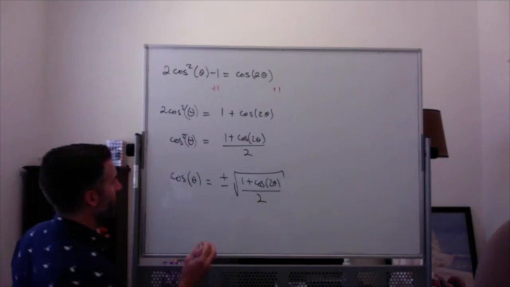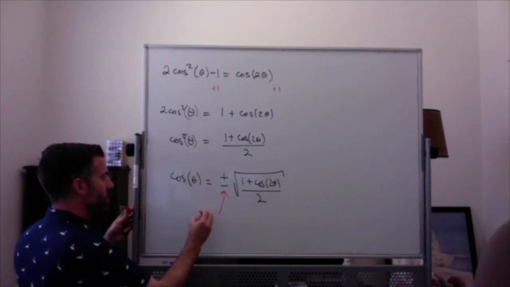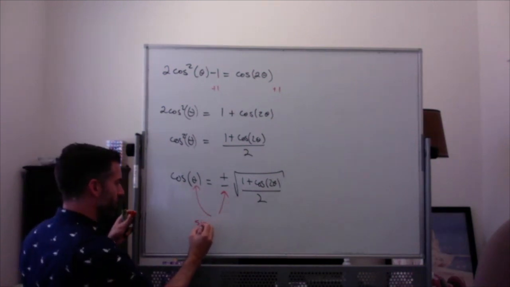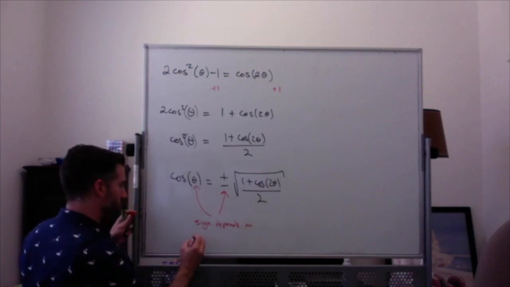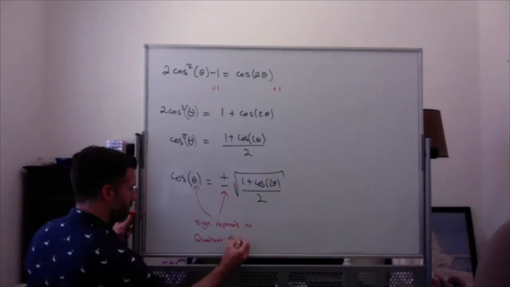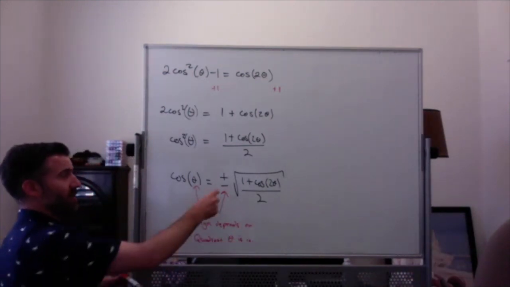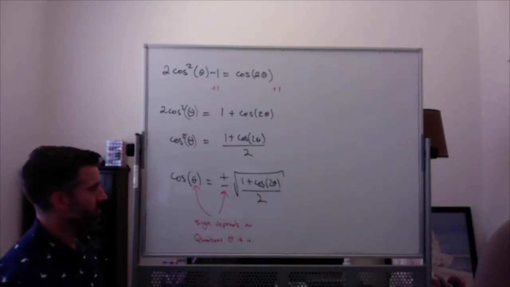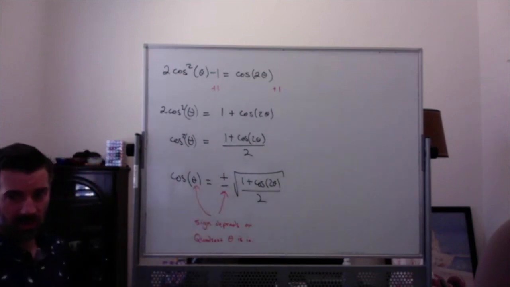So what I want to remind you of, and I'll remind you every time, is that this sign depends on the quadrant theta is in. If theta is in quadrant 2, it's going to be negative because cosine of theta is negative when theta is in quadrant 2. If theta is in quadrant 4, it's going to be positive because if an angle is in quadrant 4, cosine is positive.